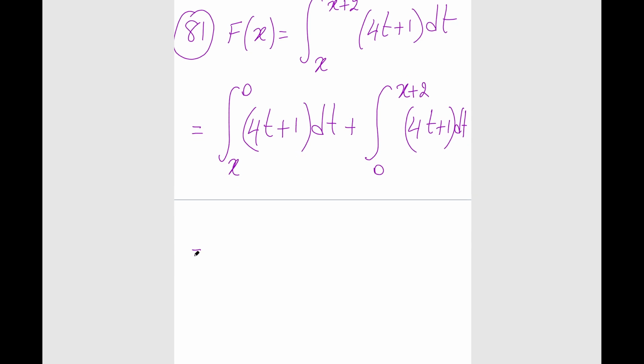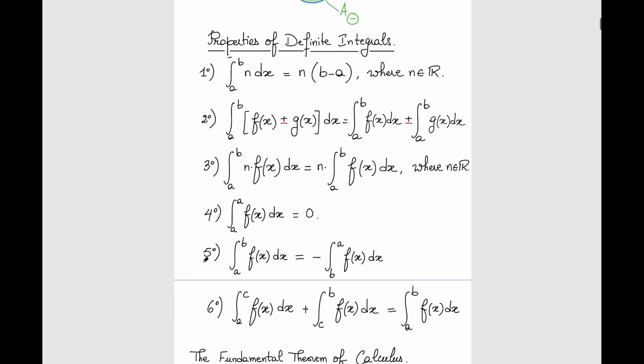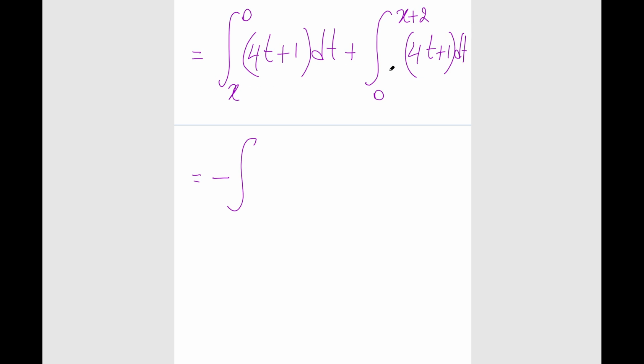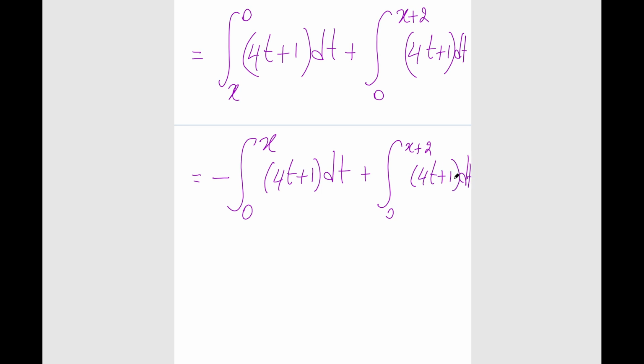And this is equal to, if you want to reverse the bounds, you pay the price: minus. Remember this property? It's one of the properties we revisited over here. I'm talking about property 5, right? If you reverse the bounds, then you pay the price minus. All right, so let's reverse the bounds here, and I get 0 to x. I pay the price, minus 4t plus 1 dt, plus 0 to x plus 2, 4t plus 1 dt. Yes? Okay.